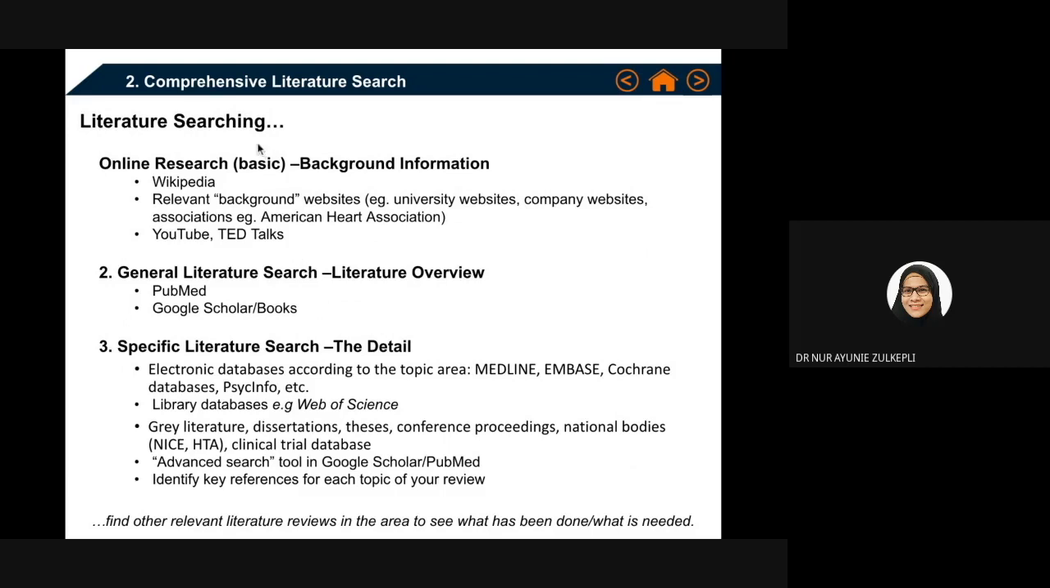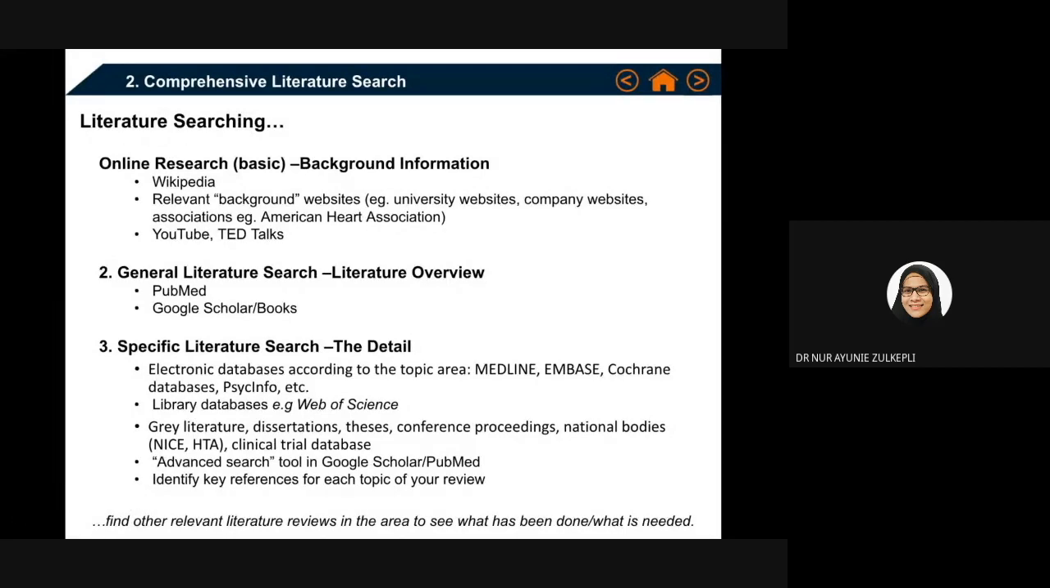Okay, so for where to search, you already learned about the literature search. You can search online for basic background information. You can use Google, Wikipedia, you can go to YouTube, okay? And also you can do a general literature search using PubMed or Google Scholar or Google Books, or if you want to do a specific literature search to get the details, you use the electronic databases, or you search for grey literature such as conference proceedings articles, right? Okay.